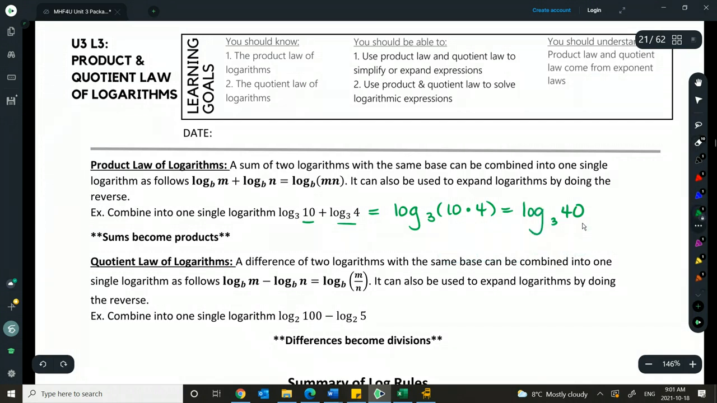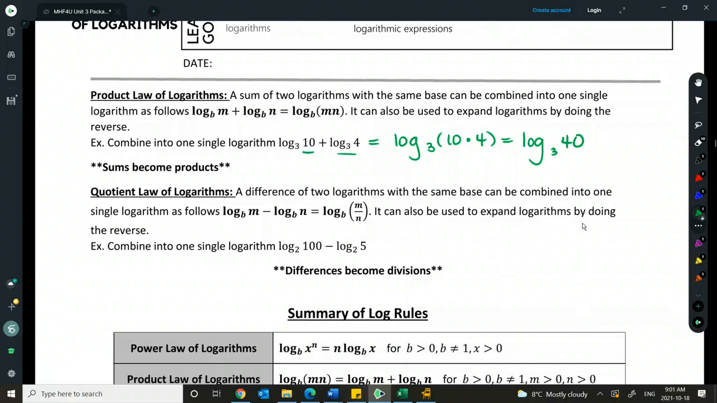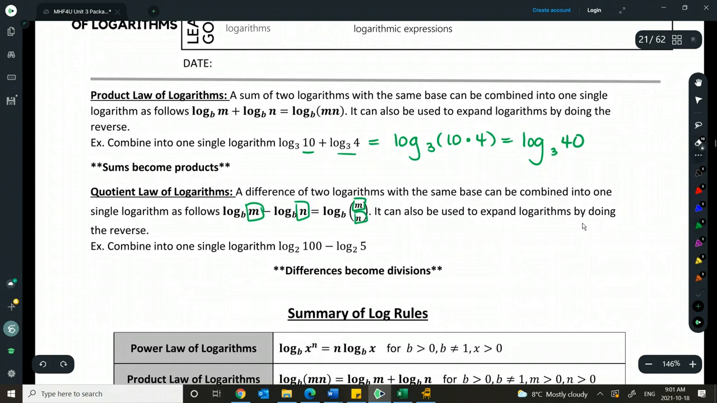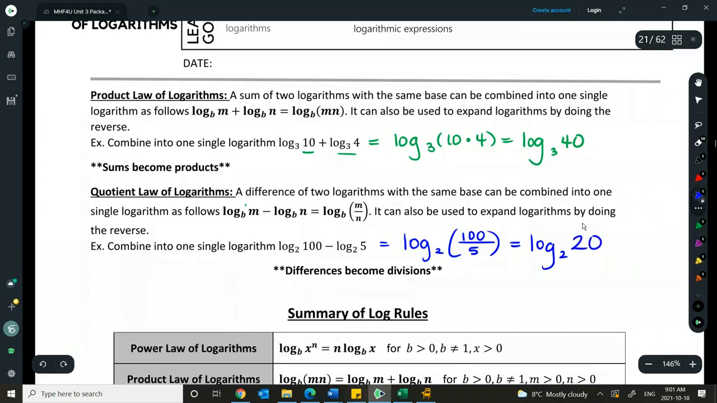Okay, and then the second law is quotient law of logarithms. And basically it says that if I'm subtracting two logarithms and they must have the same base, then I can write them as a single logarithm with the insides divided. And I always do the first one. That will become the numerator here, and the second one will become the denominator here. So as an example here, if we took log base 2 of 100 minus log base 2 of 5, I can express this as log base 2 of 100 divided by 5, which is log base 2 of 20.